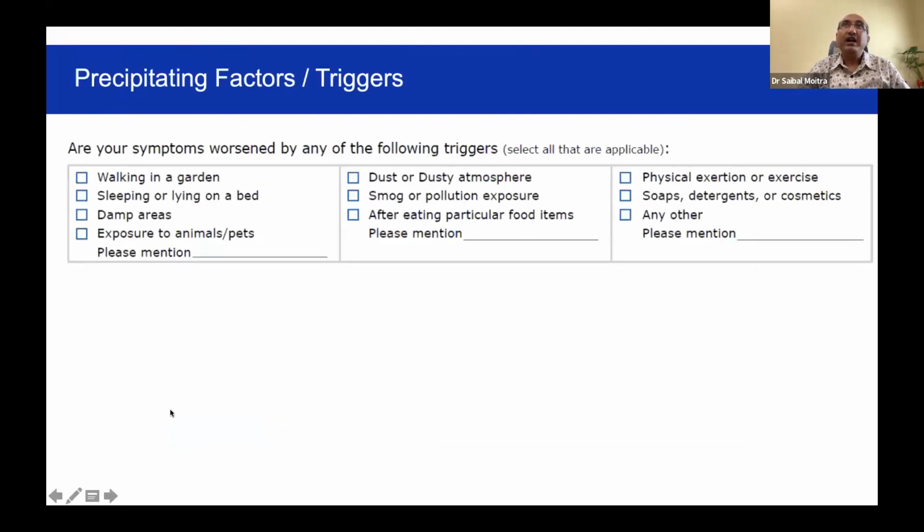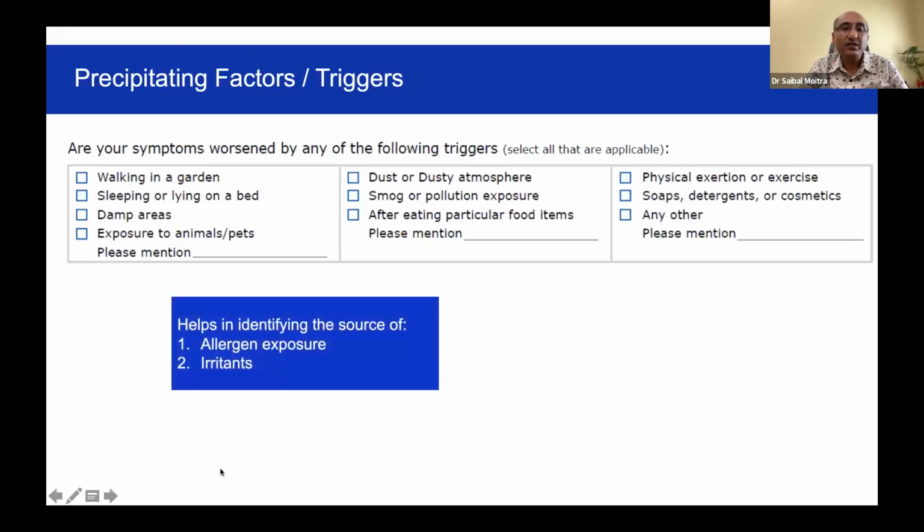Then, what are the precipitating factors? This is a very important question we need to address in the patient's history taking: what the patient thinks is precipitating the symptoms. The patient gives the clue. The patient gives the history, and an intelligent patient actually makes life easier for all of us. Usually the patient will say whether it was when going to bed, or when walking in a garden, or when doing some activity. Maybe the patient is eating something and that is causing the symptoms. So this helps in identifying the source of the allergen exposure.